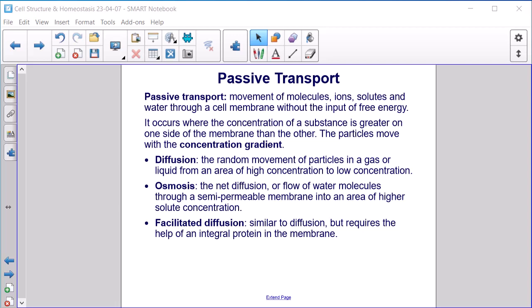Passive transport is the movement of molecules, ions, solutes, and water through a cell membrane without the input of free energy. It occurs where the concentration of a substance is greater on one side of the membrane than the other. The particles move with the concentration gradient.